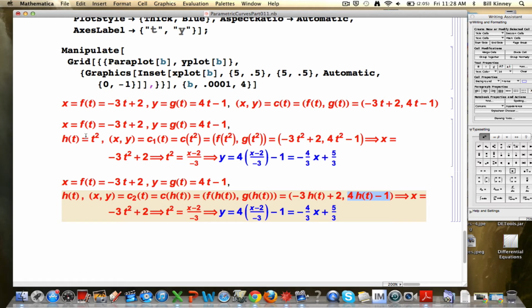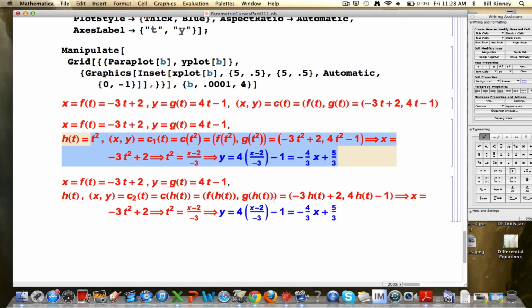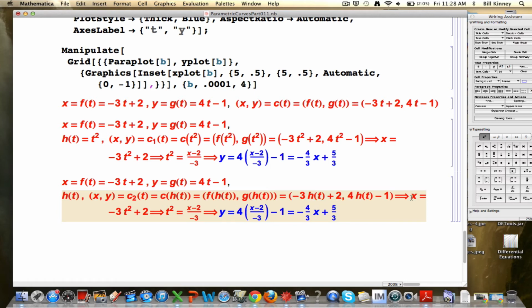And just like I did up here, I can take the fact that x equals -3 h of t plus 2, like I have written here, and solve it for h of t. I got to replace the t squareds with h of t's again, just the same way I solved for t squared before. And again, you're not worried about solving for t itself. Just solve for h of t.